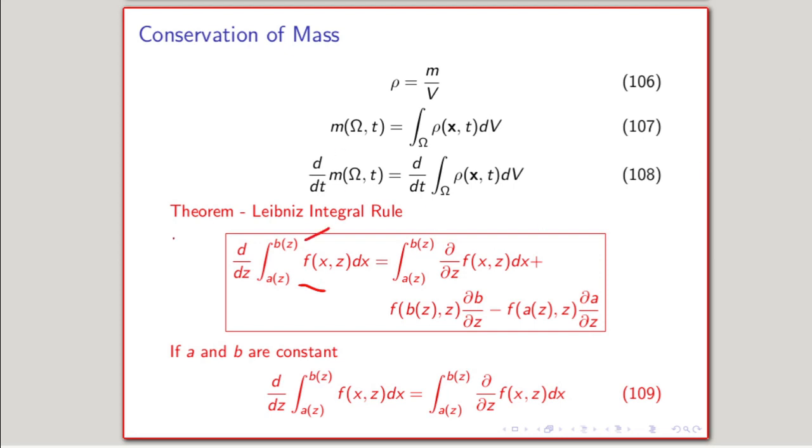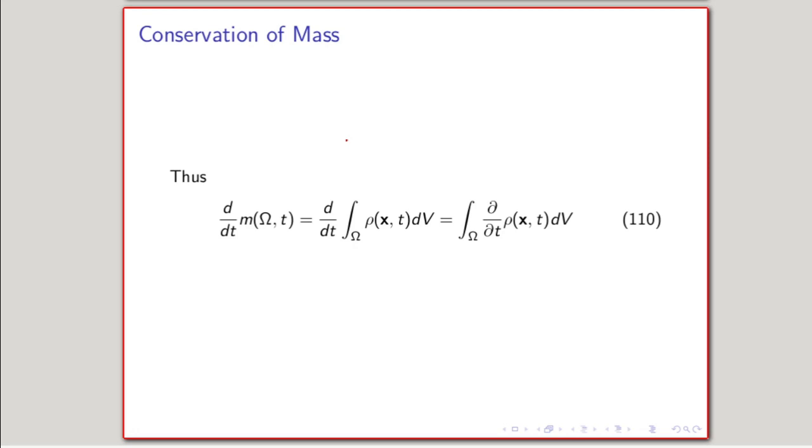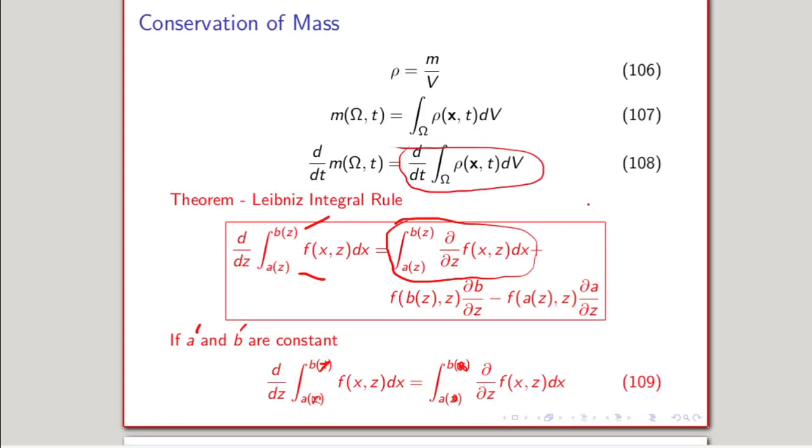But in the case in which a and b are constants, so the boundaries or limits of integration are constants, this wouldn't apply. This simplifies to just the first term. This can be applied directly to this equation, and we are left with this form. So the derivative of the integral of density over the volume is equal to the integral over the domain omega of the derivative of the density, with respect here also to the volume. Okay, so this is equivalent to this, and this can be written as this term using the Leibniz integral rule.